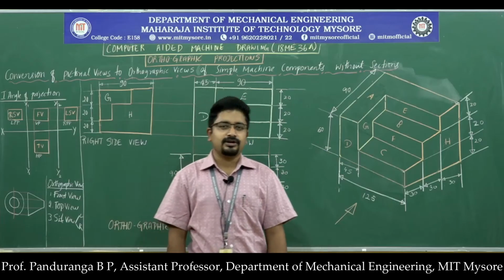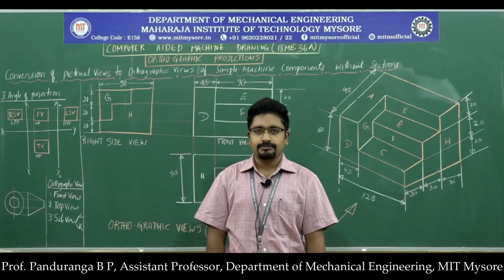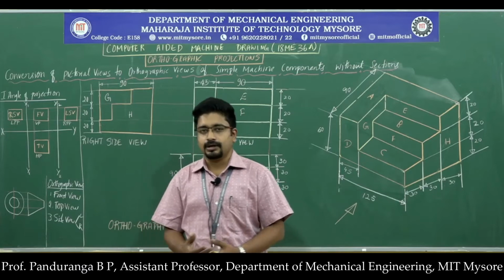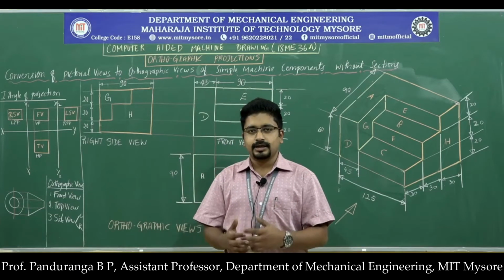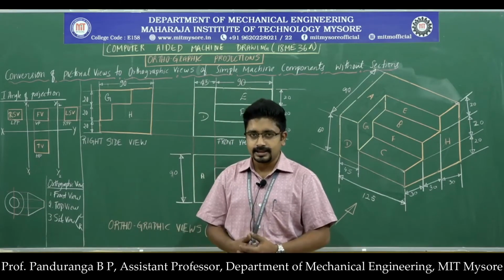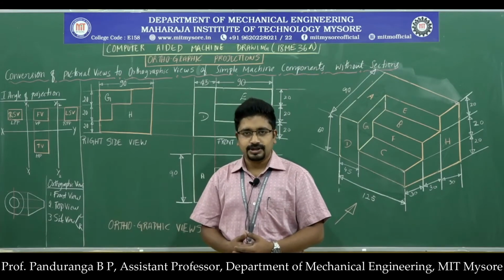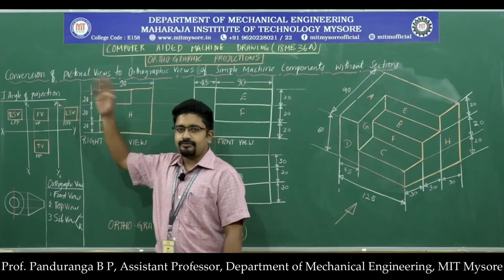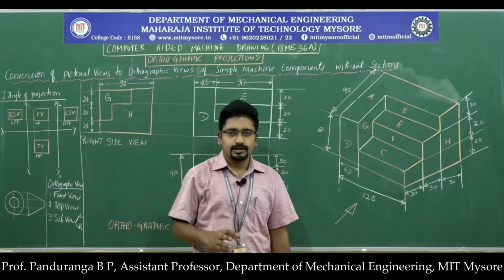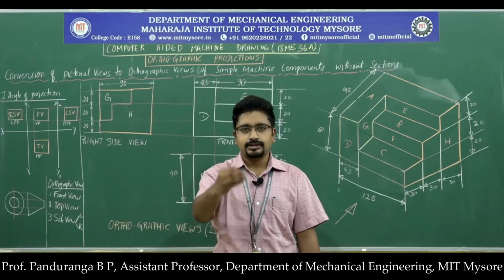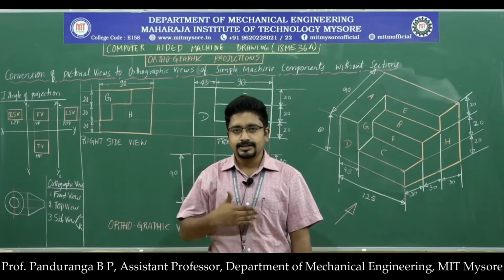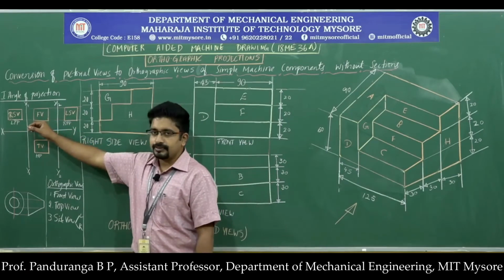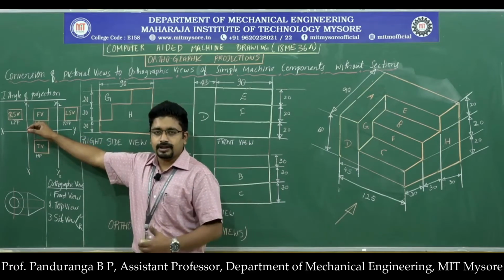Welcome back. We will start with orthographic projection in part A of computer aided machine drawing. Before going to the orthographic projections, let us recall what we have studied in the previous class about the first angle projection. In the first angle projection, if you remember, we have the observer, then the object, and then we have the section plane. In that, the front view will be here and it will be on the vertical plane.